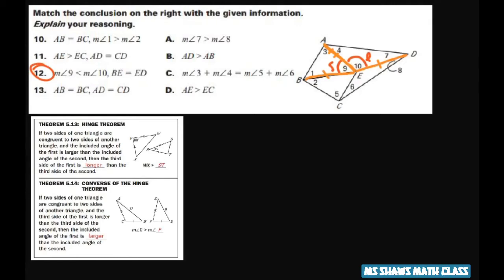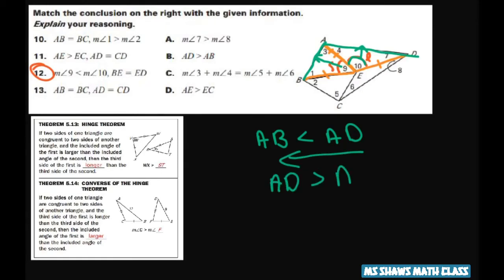So the side across from the smaller angle, which is 9, has the smaller side. So AB has to be smaller than the larger side. The larger angle is 10, so that means AD. So AB is smaller than AD. And we can rewrite that, if you read it this way, as AD is greater than AB. So that's answer B. So apparently these two go together.